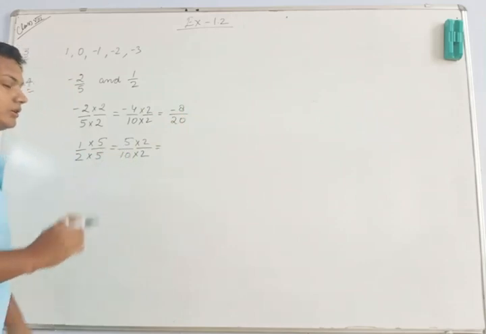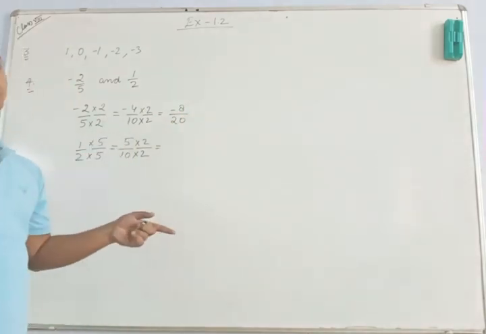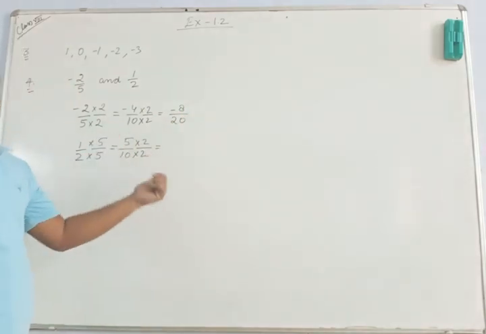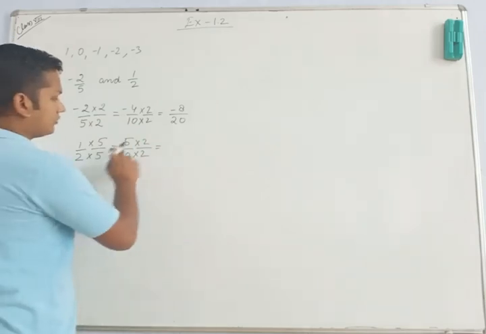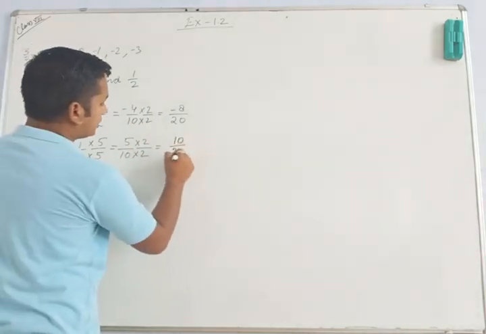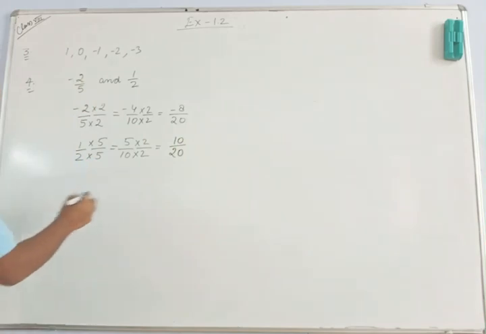Mind it, always we have to multiply with the same number in both the numerator and the denominator as well. So 5 becomes 10, 10 upon 20. So now we can easily find more than 10 rational numbers.